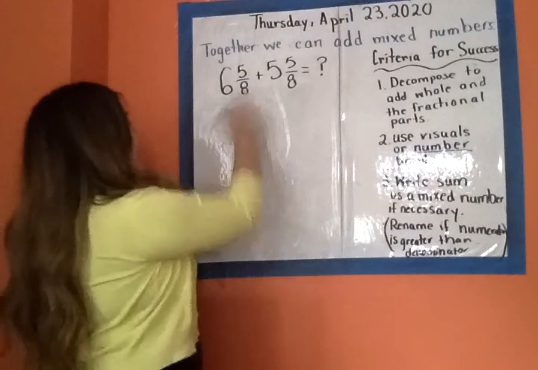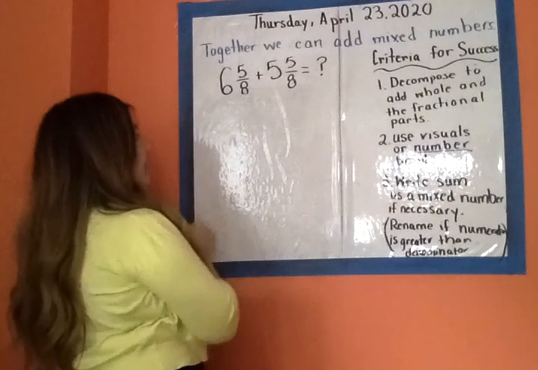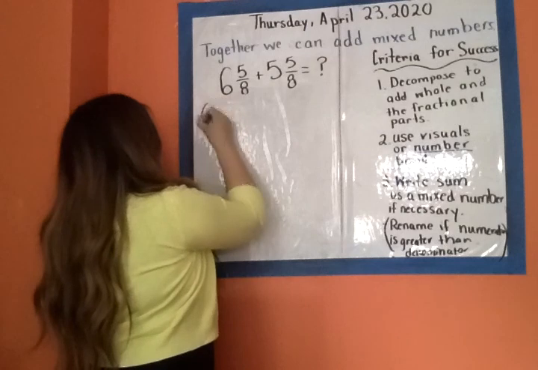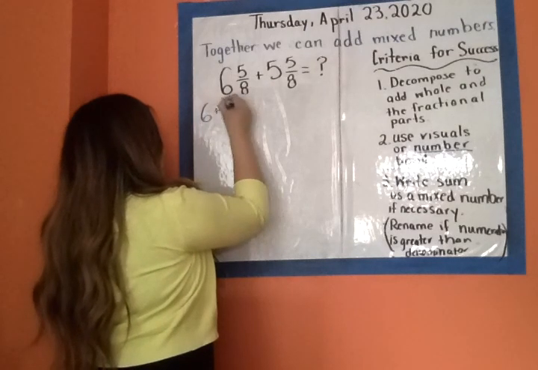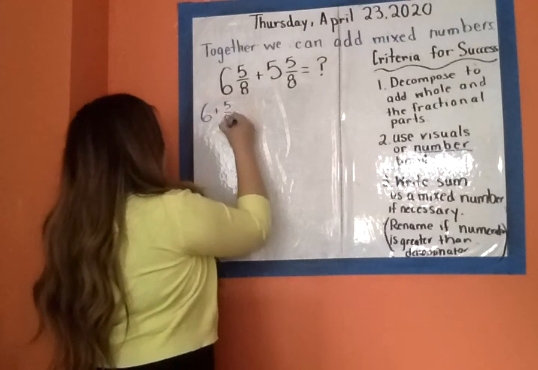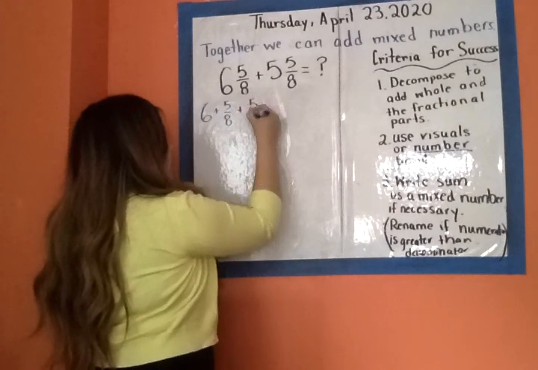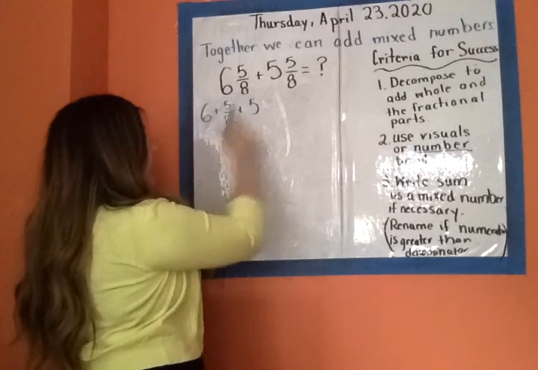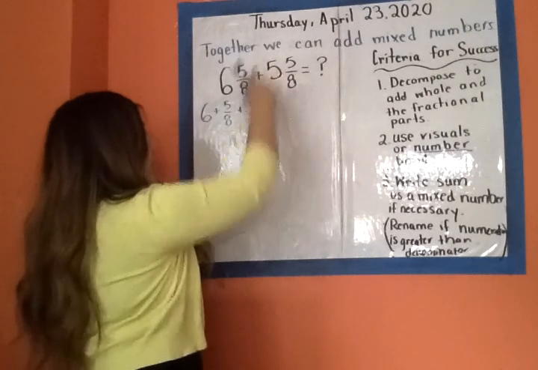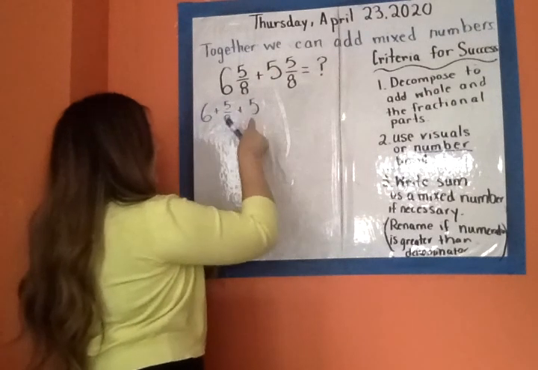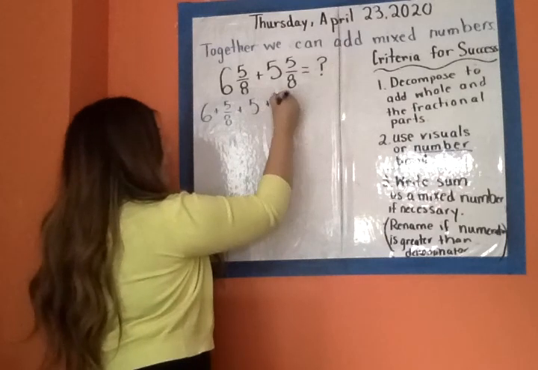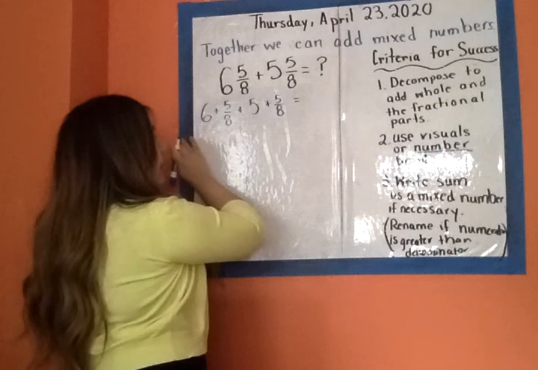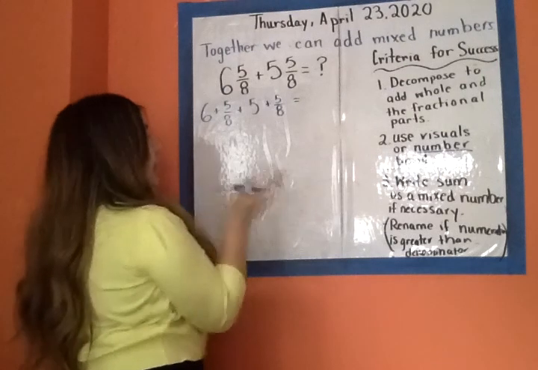We have 6 and 5/8 plus 5 and 5/8. I'm going to rewrite this in a way where we are expanding it and rewriting it as what it could also mean. Notice that I'm writing 6 and 5/8 is the same thing as saying 6 plus 5/8. And if we're trying to add it with our second addend, it's also the same thing as 5 plus 5/8. So we're trying to figure out how to find the sum of this expanded form.